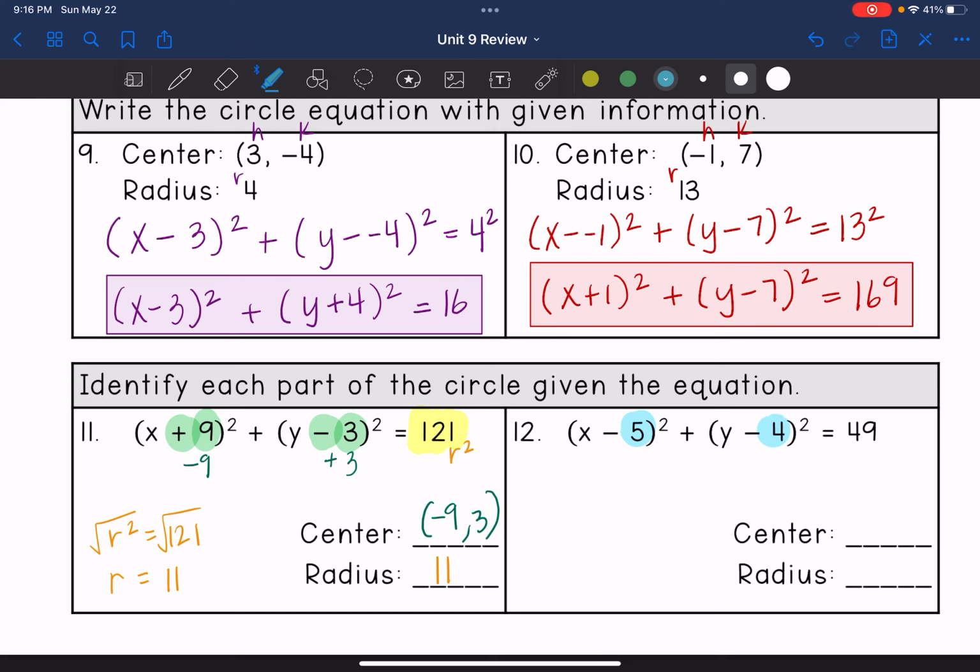Okay, let's look at another. So those are my numbers, but notice that they both have minus in front of them. So you always do the opposite. This is going to be a positive 5 and a positive 4. So our center is at 5, 4. Then 49 is r squared. So if I square root both sides, radius is 7.